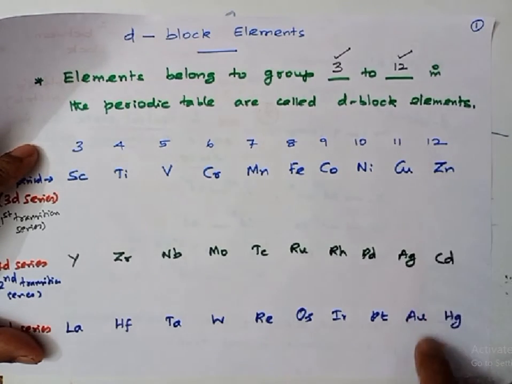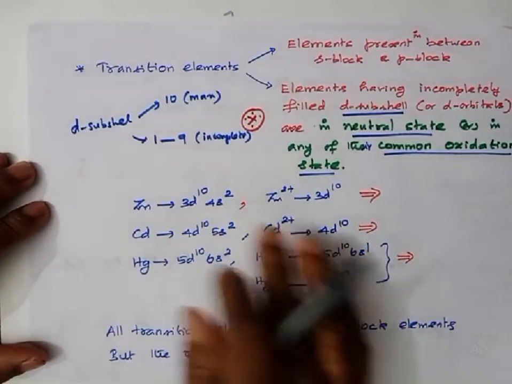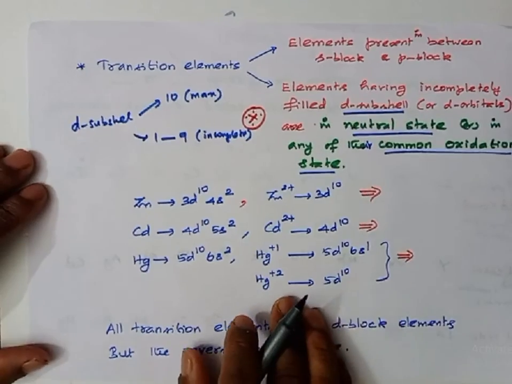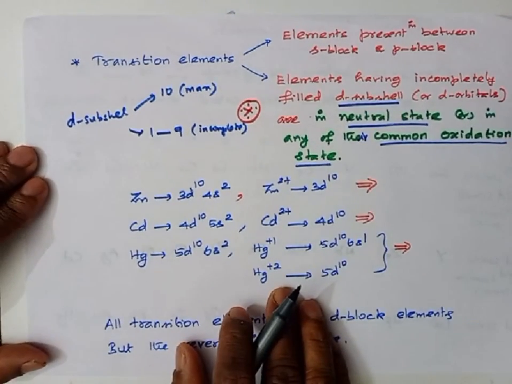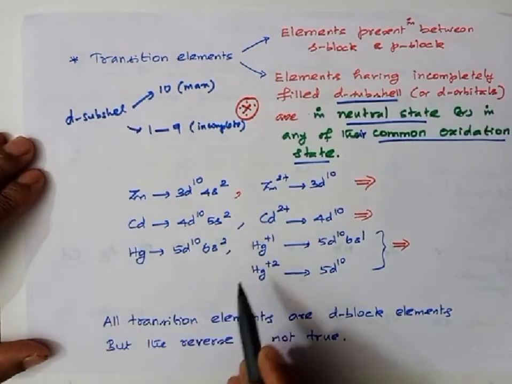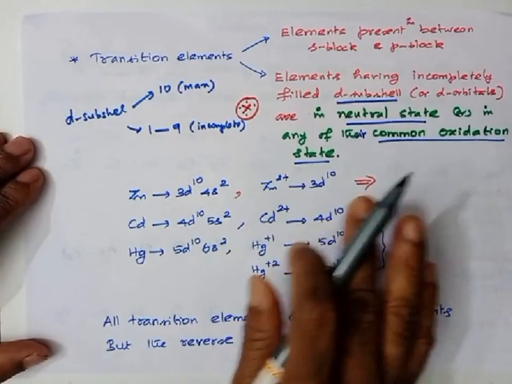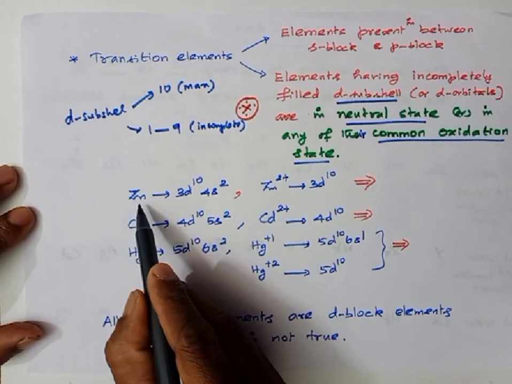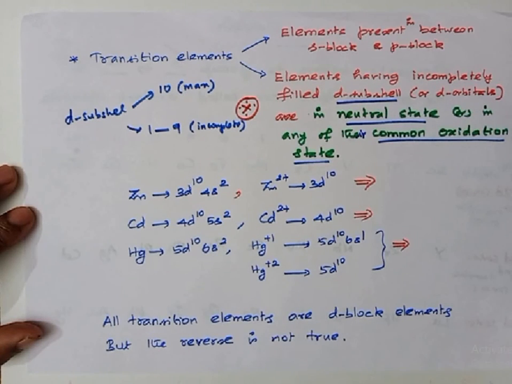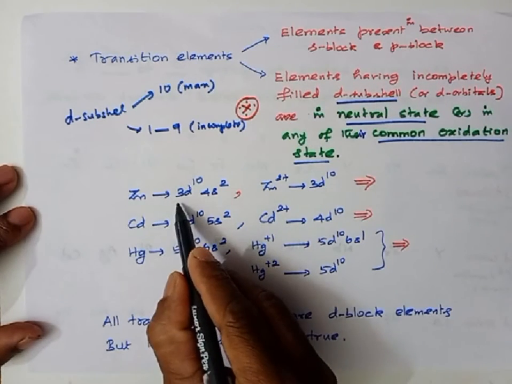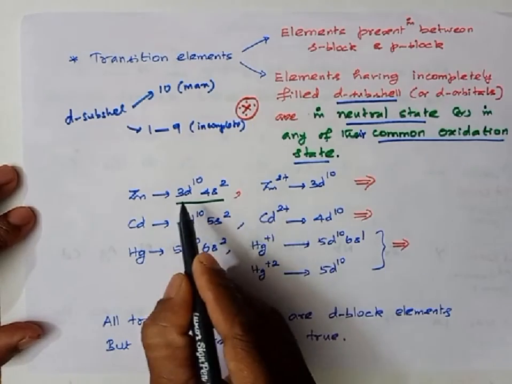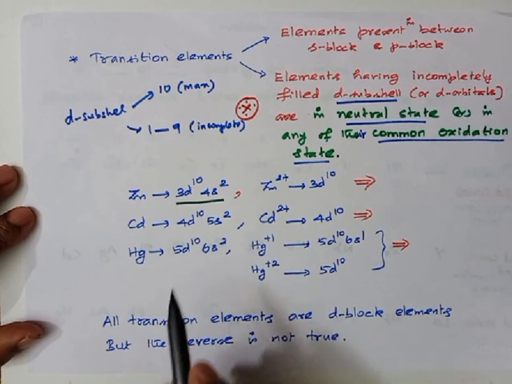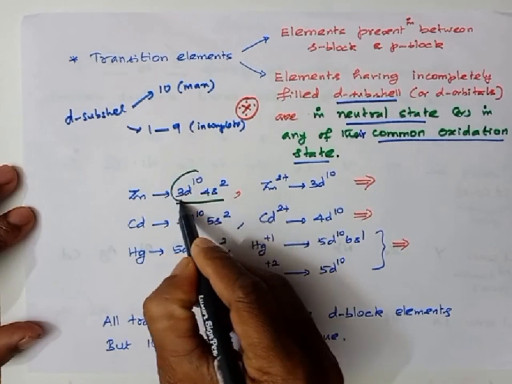If you see their electronic configuration, I am going to discuss that in the next part of this lecture. But before that, let me give this point here. The electronic configuration of zinc is 3d10 4s2. Students, observe carefully, 3d10 4s2. Here the d subshell is completely filled.